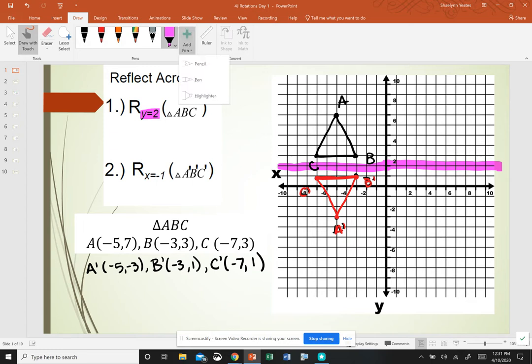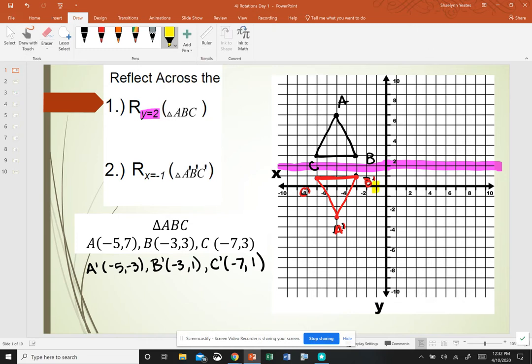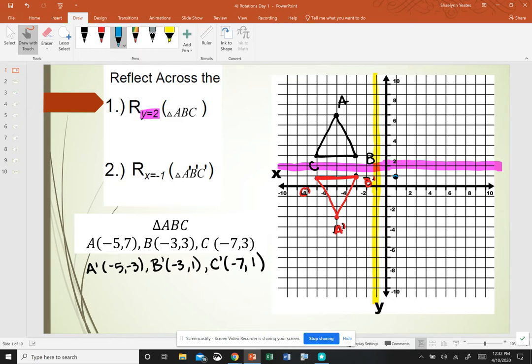So I'm going to get a new pen, yellow. Okay, so we're going to go to x = -1, and we're going to draw a line, and we're going to reflect over this yellow line now. So we're going to reflect A prime, B prime, C prime over that line. So B is originally 2 away, so now we're going to be 2 away in the other direction. I'm going to go to a blue. So here's B double prime now, because we've done 2 transformations to it.